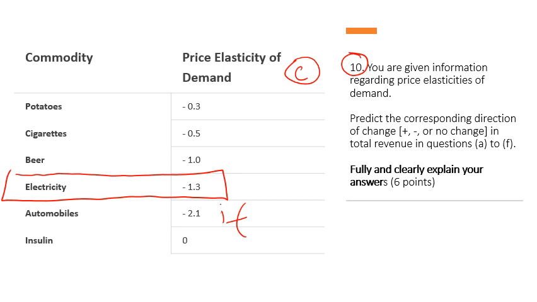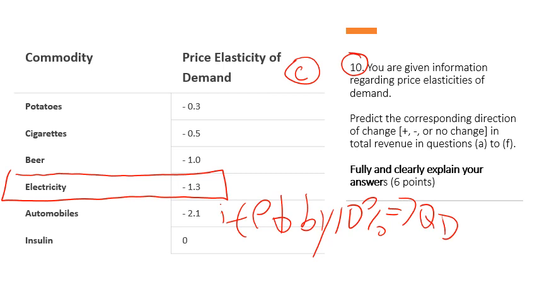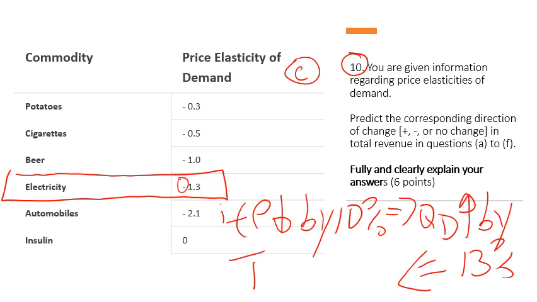So if the price of electricity drops by 10%, then what happens to quantity demanded? Well, it's a negative sign, so quantity demanded will go up. By how much? By 13%. So, once again, we want to know what happens to total revenues.